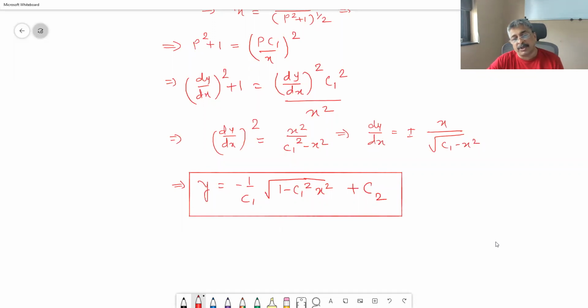Now if you take this c1 square out common, it gets cancelled with c1, and what happened? 1 upon c1 square is left inside, which you can call the new c1, and therefore your answer looks a little better. That's it. Okay? Any doubt, difficulty before we shift on to the new topic?